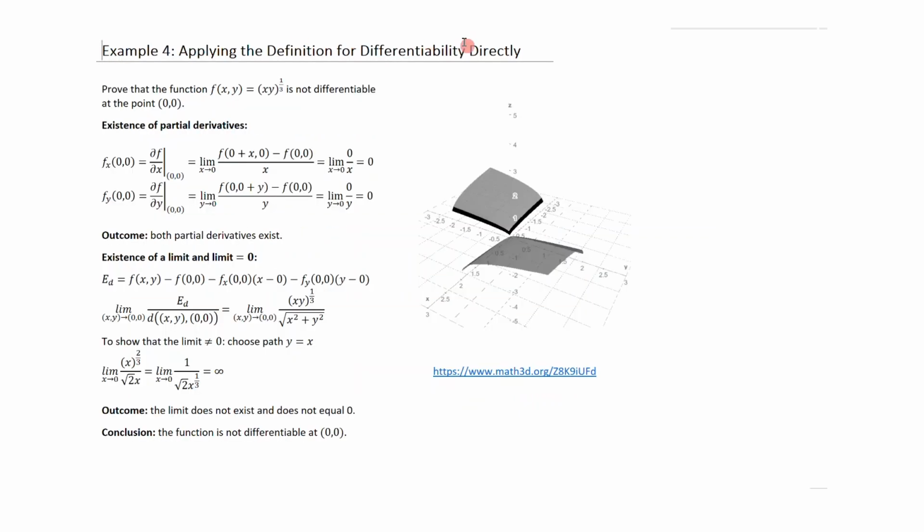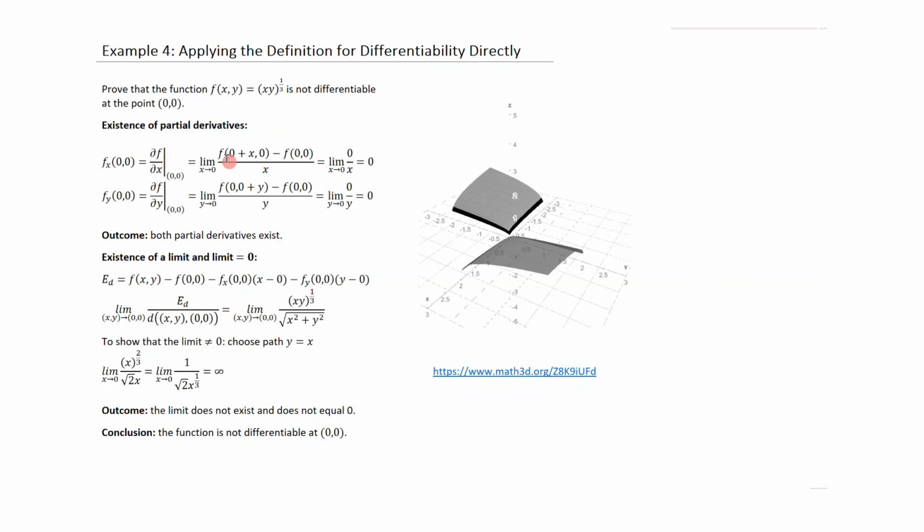All right, let's consider another example. Example 4, we're going to apply the definition for differentiability directly. In this event, we're given that the function is x times y to the power of 1/3, and we want to prove that it's not differentiable at the point (0,0). The first step is to determine the existence of the partial derivatives, and we use the formal definition to do the computation of the partial derivatives.